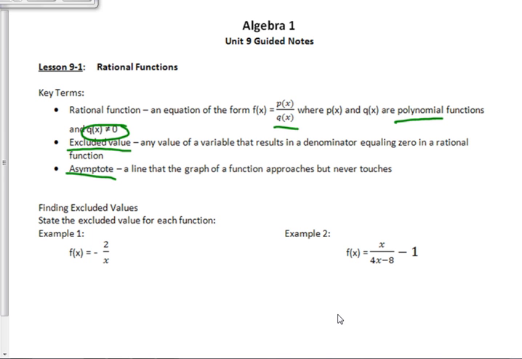Asymptotes are lines that the graph will never cross or never approach. Basically, they're pointing out what values x cannot be.